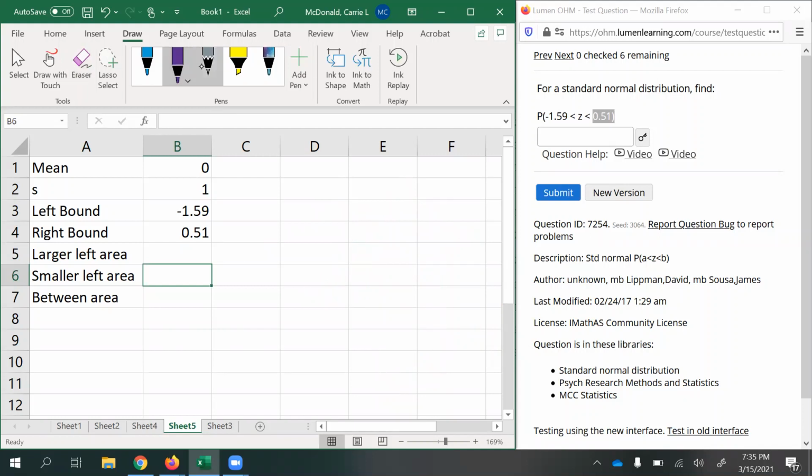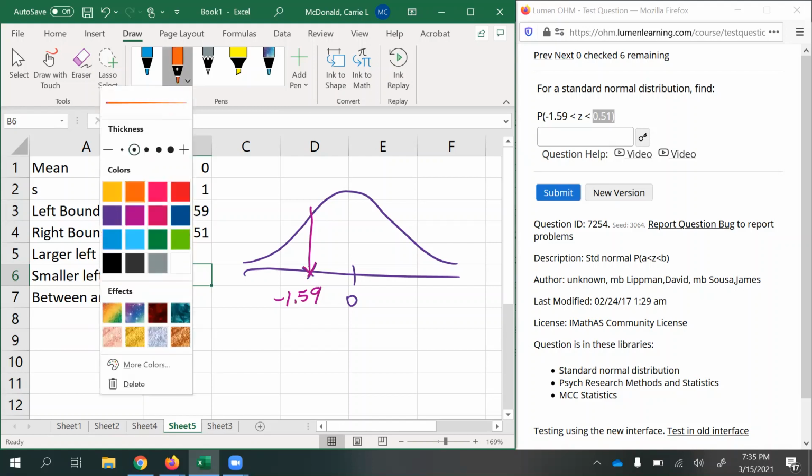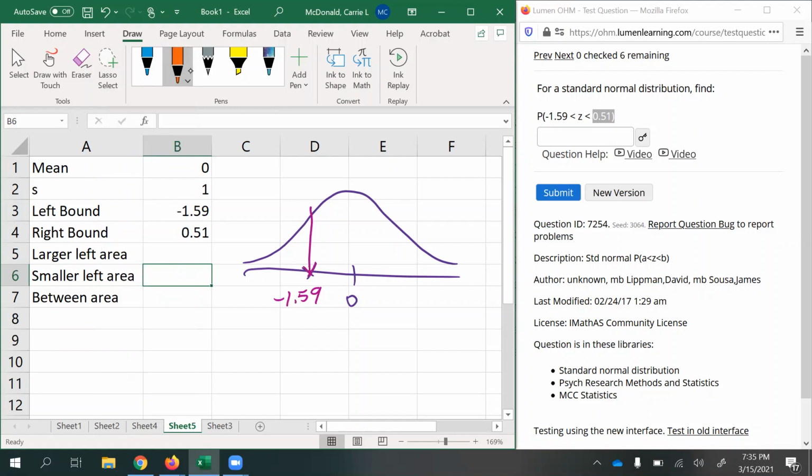So I have my curve, 0 in the center. Then I'm just going to use a different color. We have this color, we have this one, negative 1.59 here. And then we have another color we'll use for our other boundary of 0.51. These are boundaries down here. These are z-scores down here.